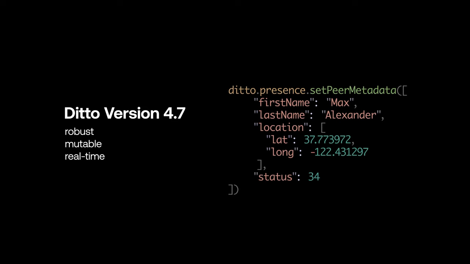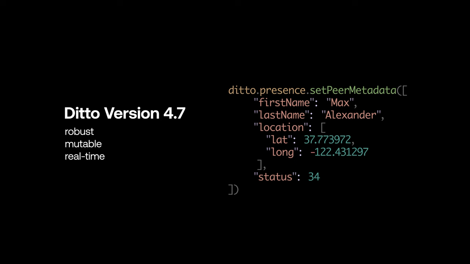In Ditto version 4.7, we believe that peer information should be robust with mutable data and real-time updates, similar to how developers can put robust document data into the Ditto store. We introduce a new property on the Ditto peer object called peer metadata. This property will accept a map of keys and values. You can think of peer metadata as a document property.